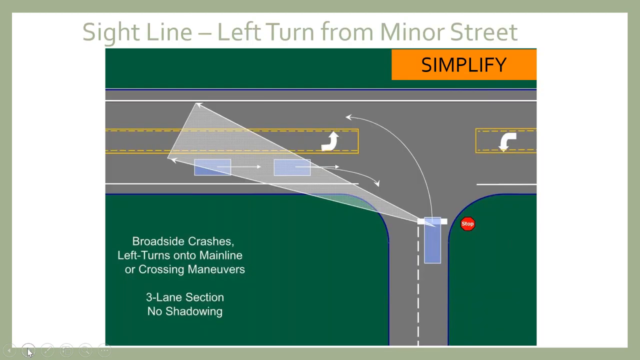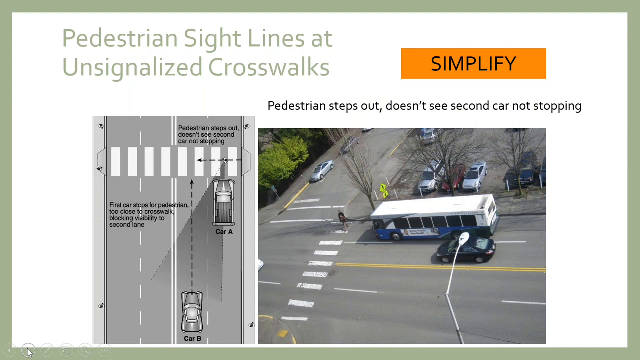In a road diet, where we now only have one lane in that direction, we've eliminated that potential conflict. So it's a better sight line. It's an improved sight line. It's a simplified decision for that left turn vehicle. Another simplified sightline issue is for pedestrian crossings at that minor intersection.